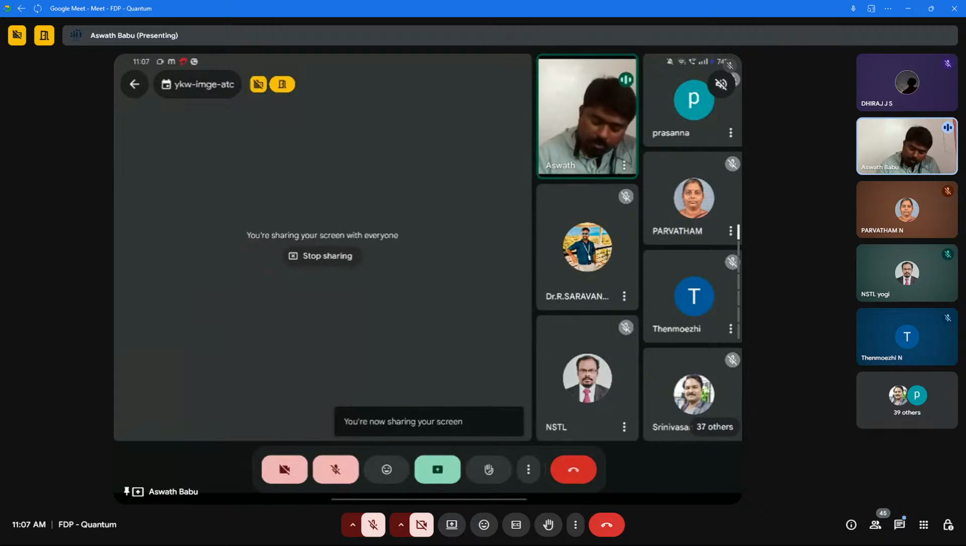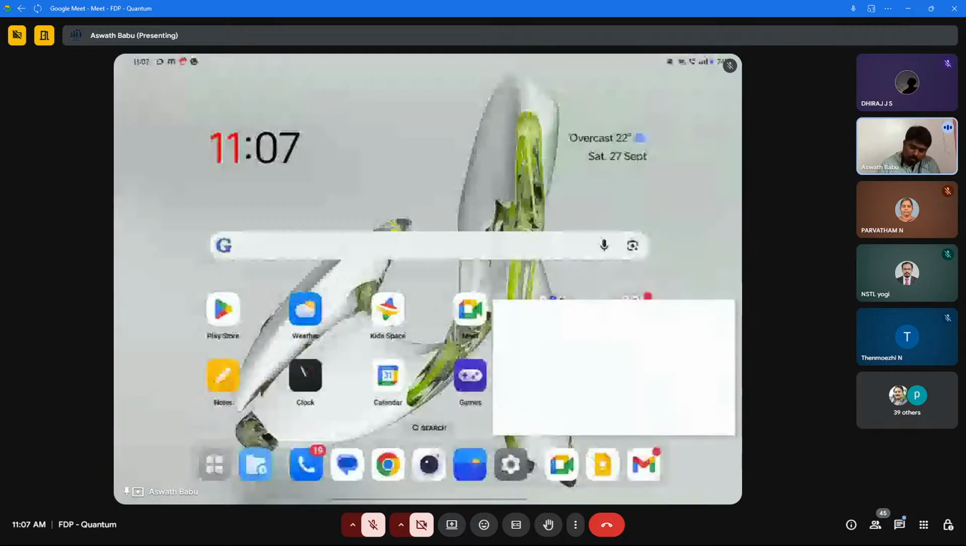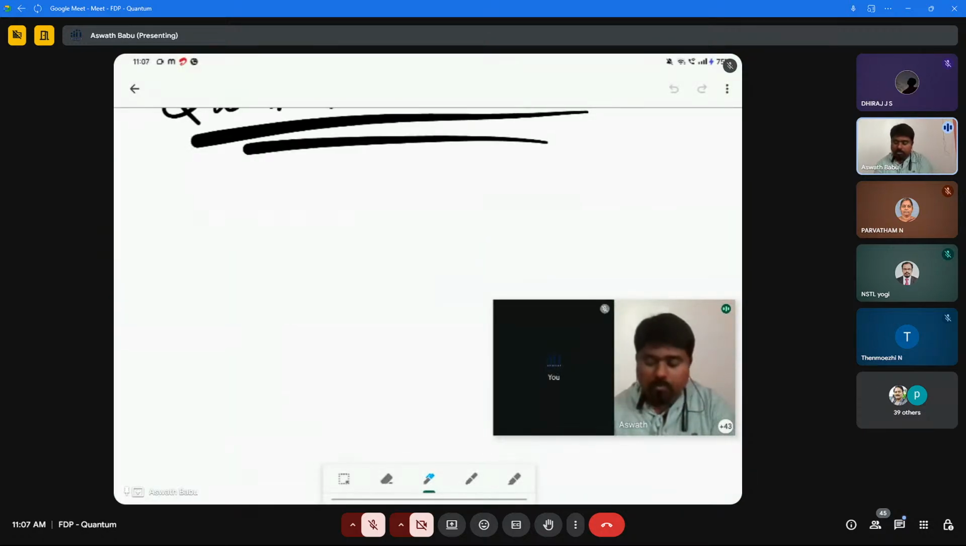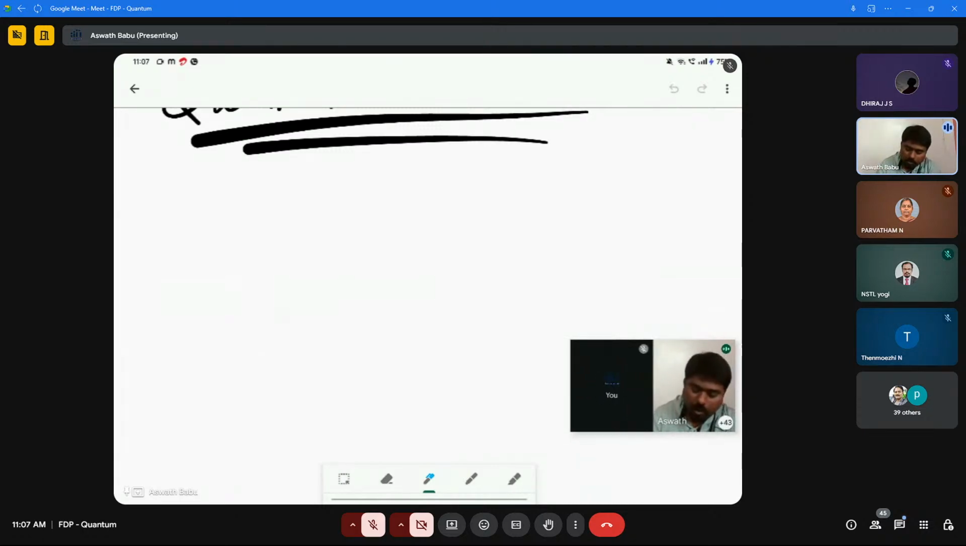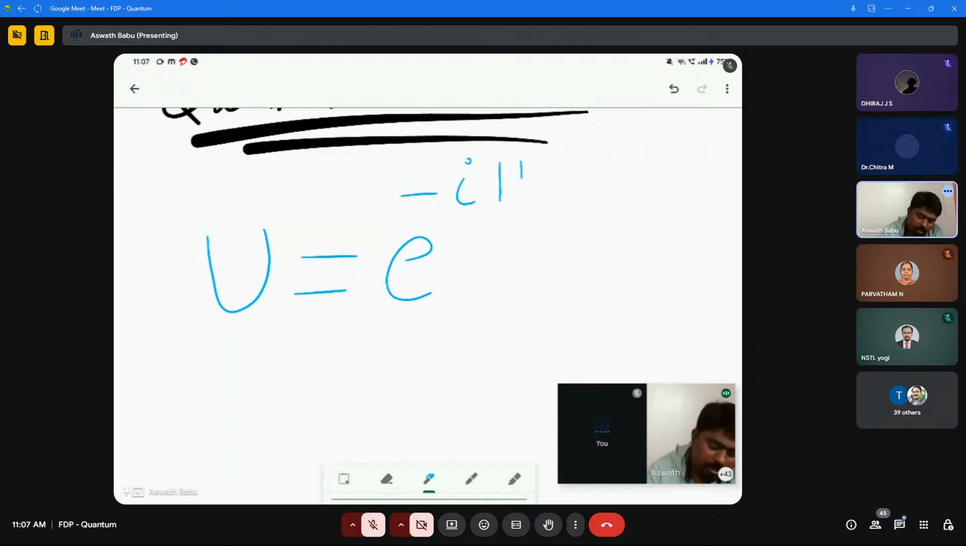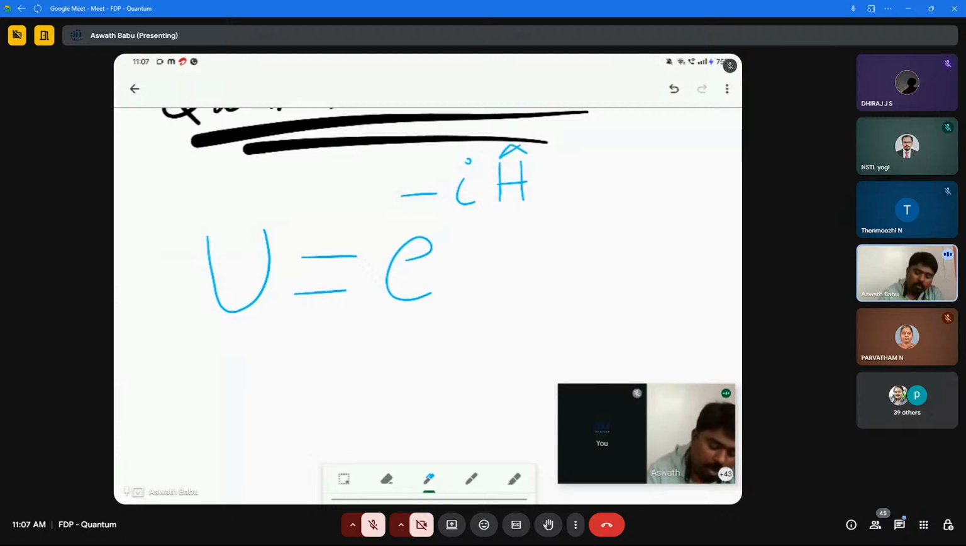Okay, so I'm going to use my Google Keep Notes. Okay, right. Sir, the question you asked is a beautiful question. That's very important. Everybody should know actually what it is. So the unitary matrix U is equal to exponential of minus i H hat t divided by h cut, where H is a Hamiltonian and h cut is the reduced Planck's constant. So this is a unitary matrix, sir.